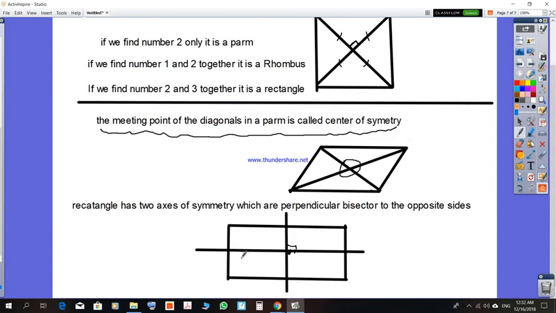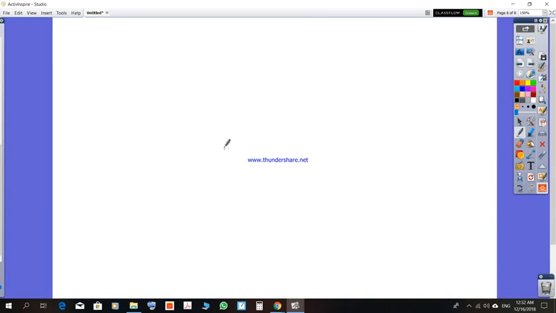With respect to the rhombus, not a square, we have two axes of symmetry, which are the diagonals. Which are what? The diagonals, because the diagonals bisect the angles. In the rhombus, bisect what? The angles.